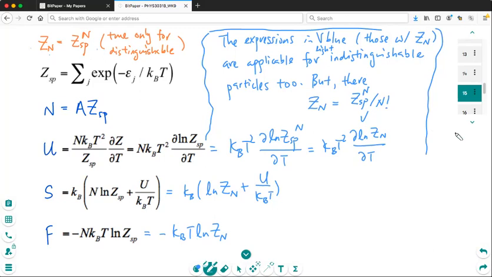Okay, now we will see why later. Don't worry too much now. But right now, please keep in mind what message you want to take home from here. The take home message is for the distinguishable particle, this is true. For the distinguishable particle, this is true, and this is true. Okay. For the indistinguishable particle, this is not true. This is true, and these are true.